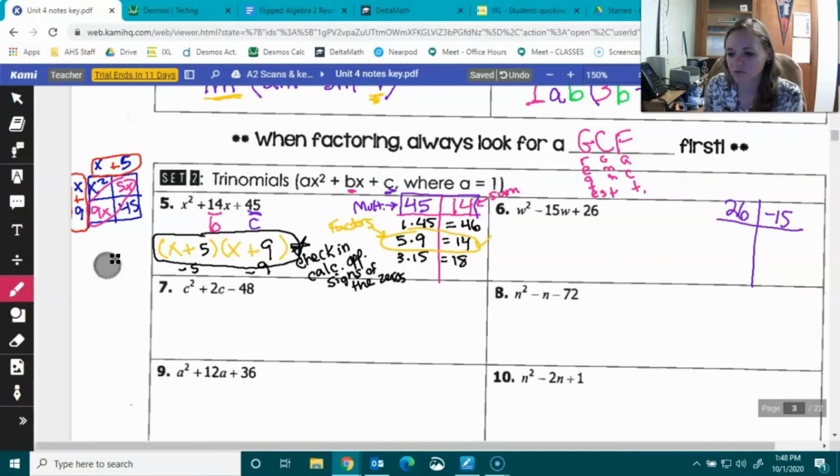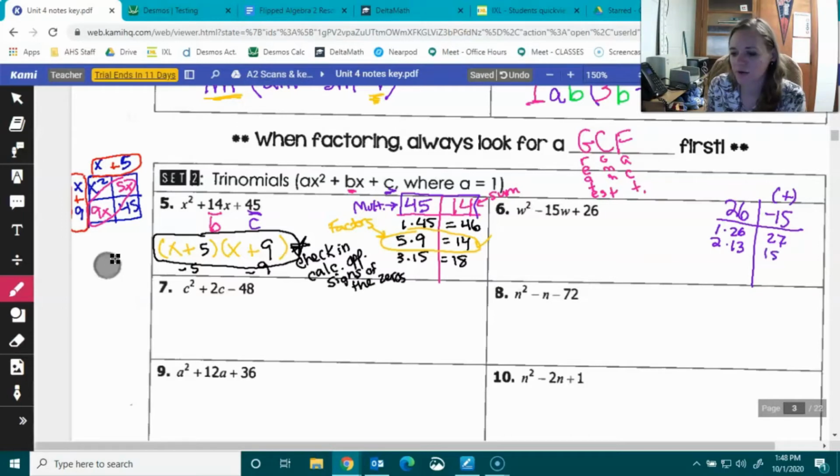So let's write out factors. 1 times 26, 2 times 13. Did any other factors come out of that? I don't believe so. Nope, we're good. So this is all we got. So these are our multiplications. So we're good with this column. Now we're just seeing what we sum. So we add them to get this value. So 1 plus 26 is 27, and 2 plus 13 is 15.